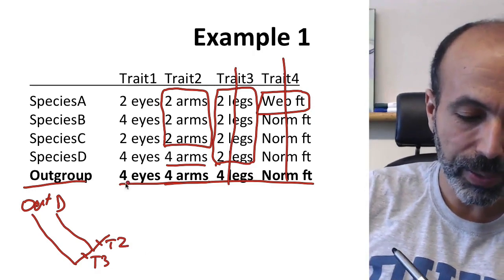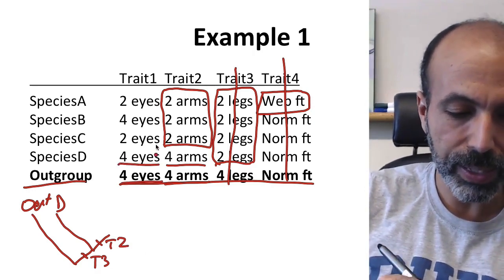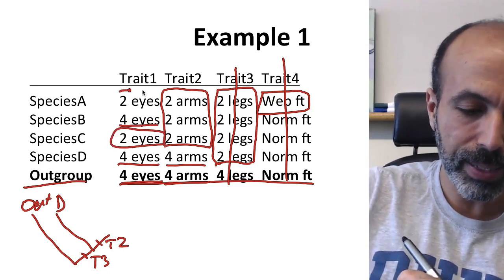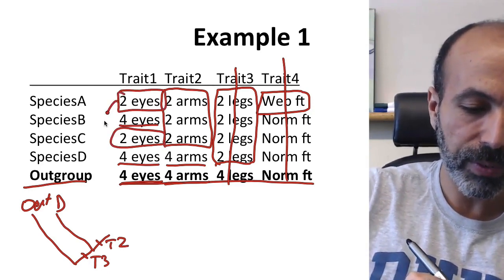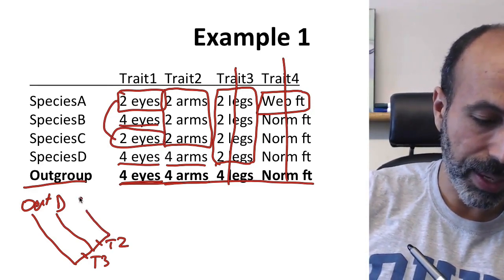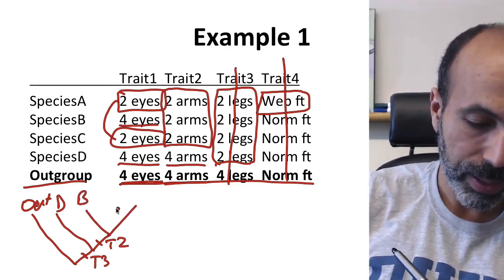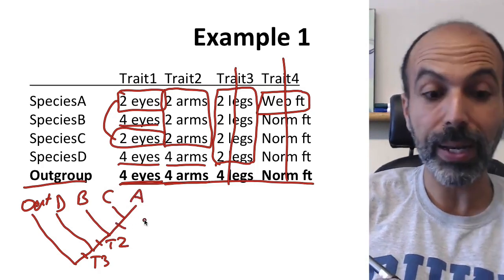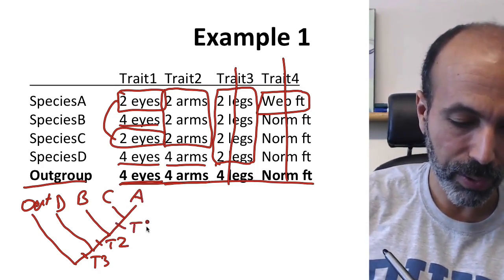For the last one here, our outgroup has 4 eyes, species D has 4 eyes, and species B has 4 eyes, but A and C share the derived character. Okay, so in that case we can say that B comes out over here, and A and C are the closest relatives. So we can place in here that extra transition for trait 1 right there.